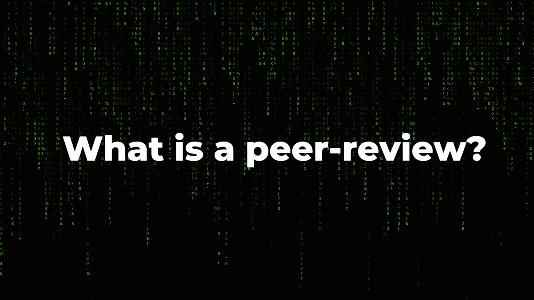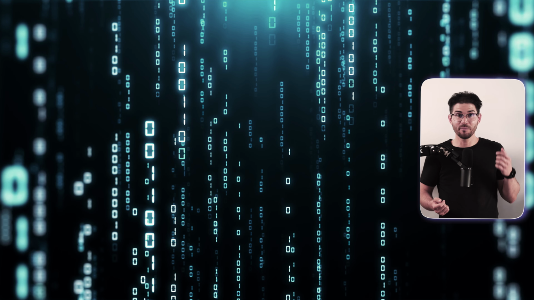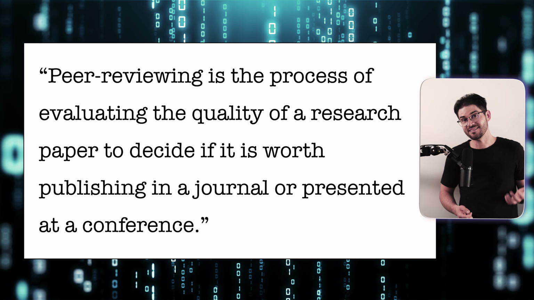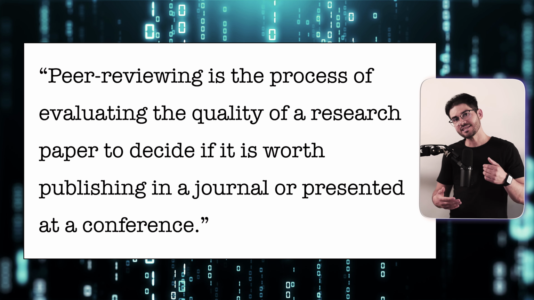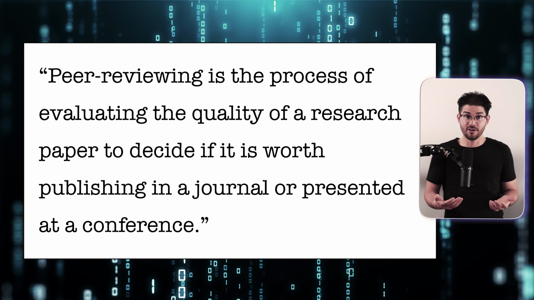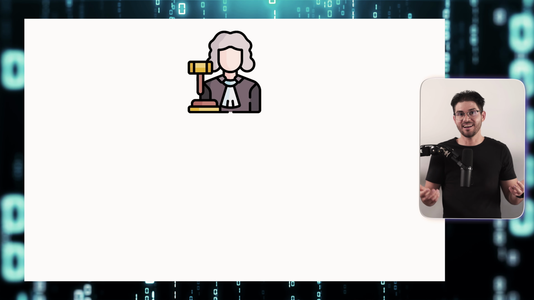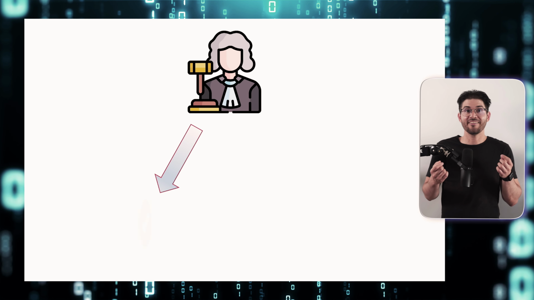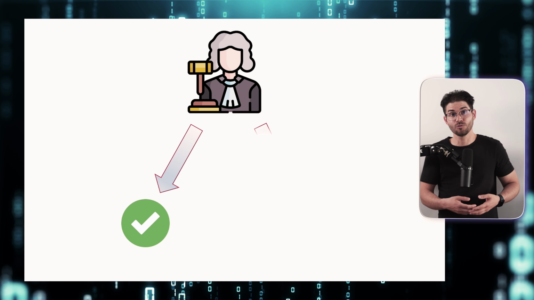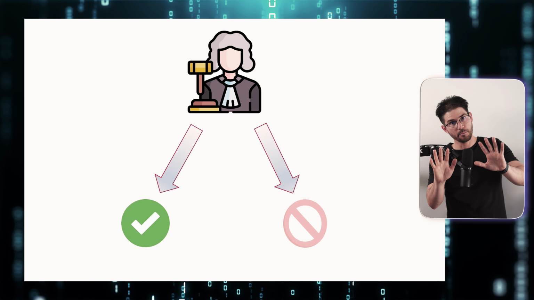So let's start. What exactly is a peer review? In academic circles, peer reviewing is the process of evaluating the quality of a research paper to decide if it is worth publishing in a journal or presenting at a conference. This task is given to peer reviewers, and these are people just like you and me, who are supposed to be experts in the field and whose opinions directly influence the decisions to accept or reject the paper.